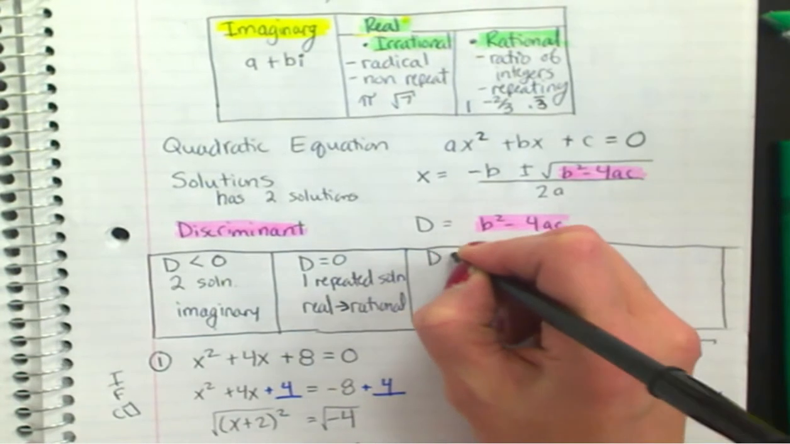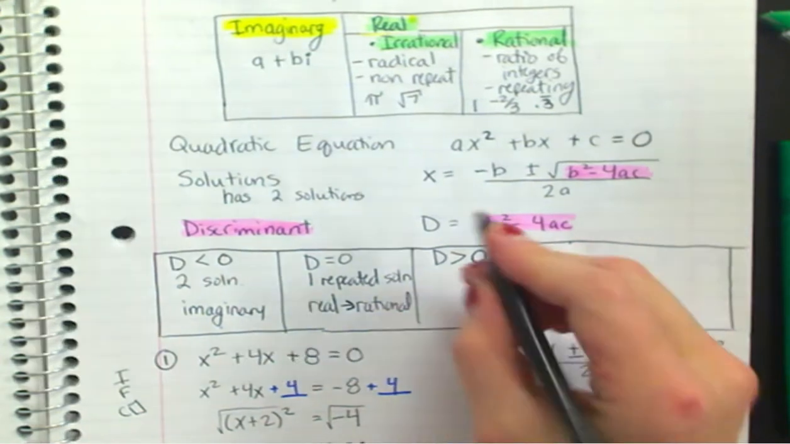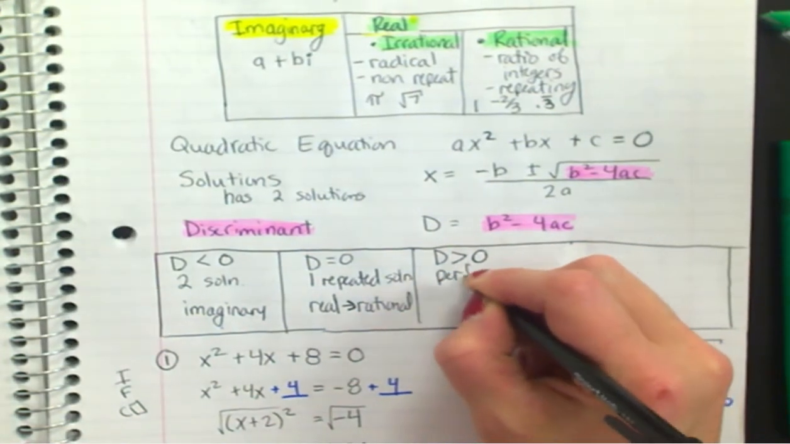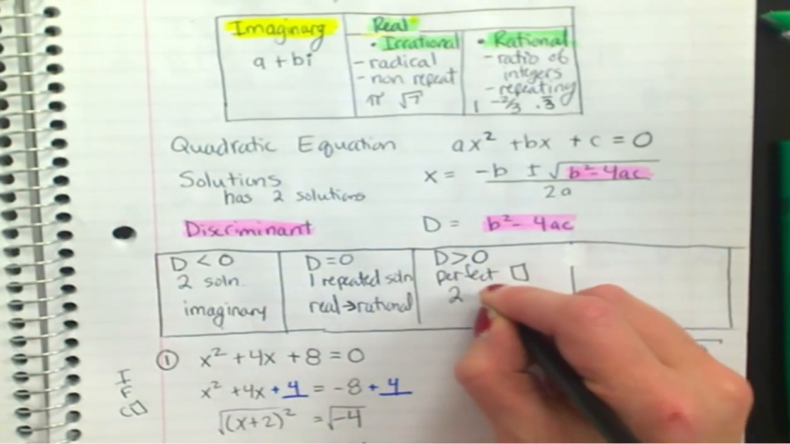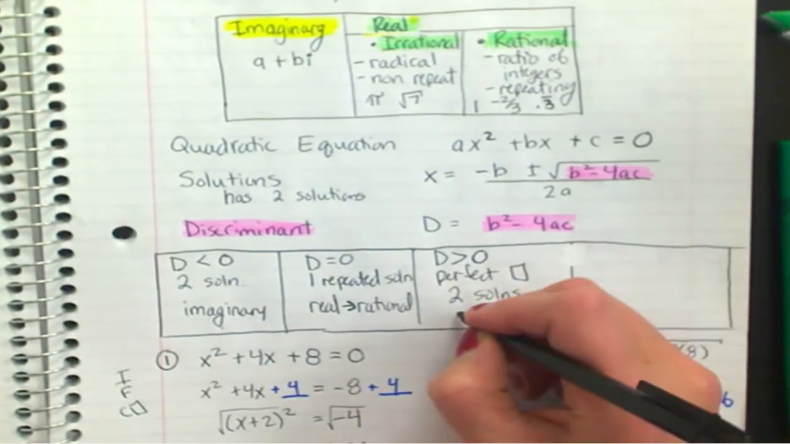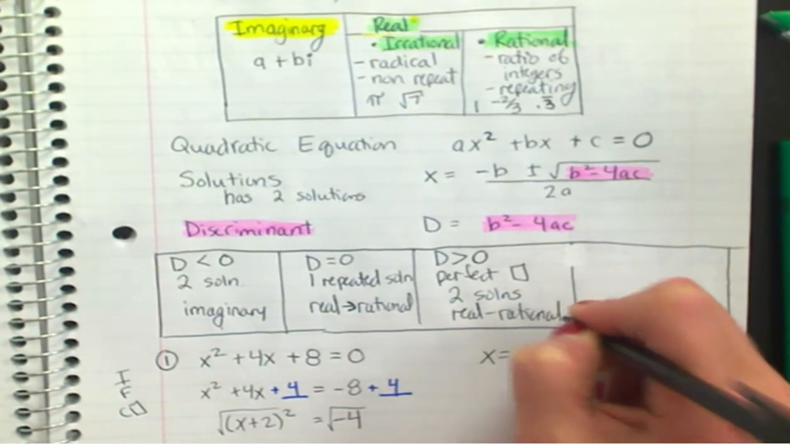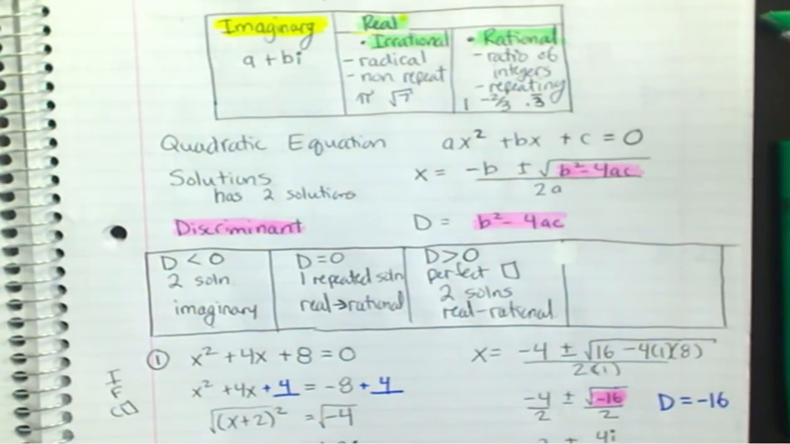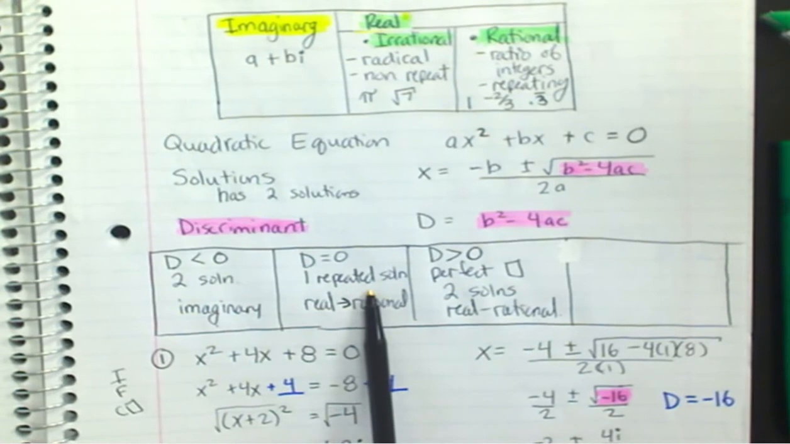Now I'm going to say the discriminant is positive. Okay? Because it is. But it's got a subcategory of perfect square. Two solutions that are real and rational. Notice how there's only one place on here that's got a 1 repeated. That's it. That's the only place that's got a repeated solution. Right there.